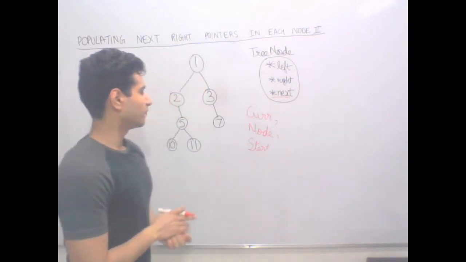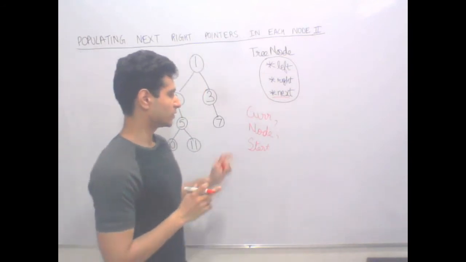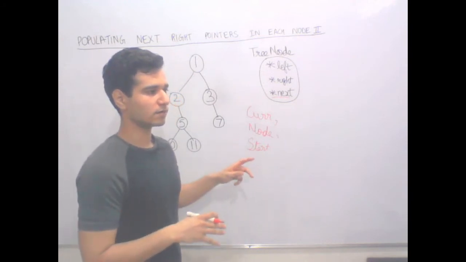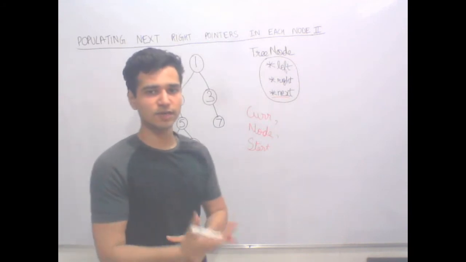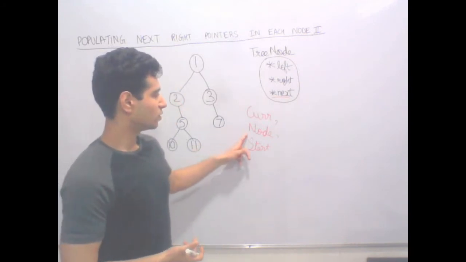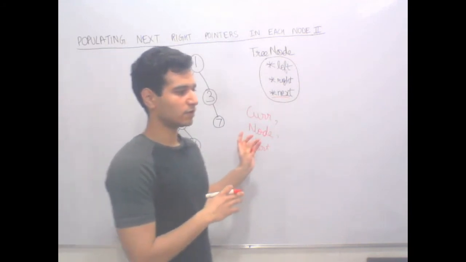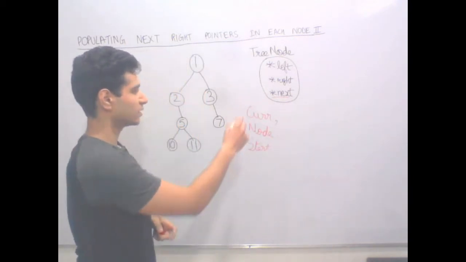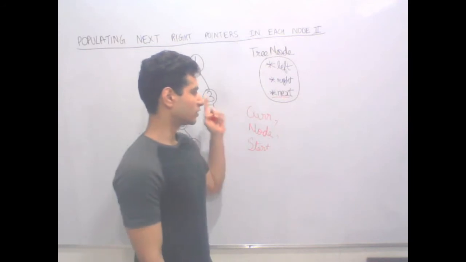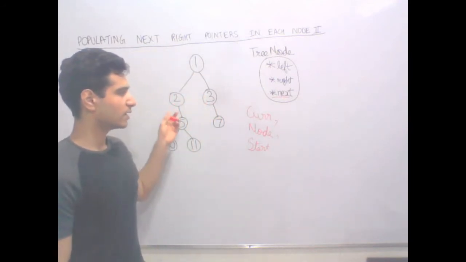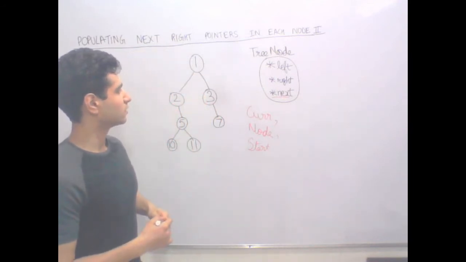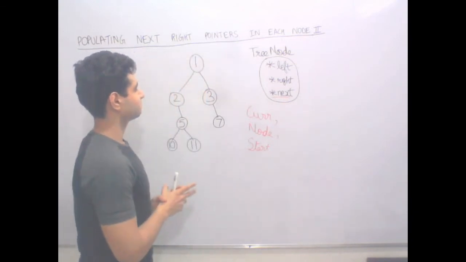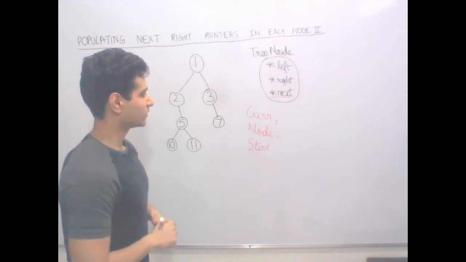So for identifying that, we'll have a start pointer which identifies the next node in the next level that we have to go. The node pointer, for level order traversal, keeps on moving at this level, and current just points to the current node in the current level. So let's start with that.